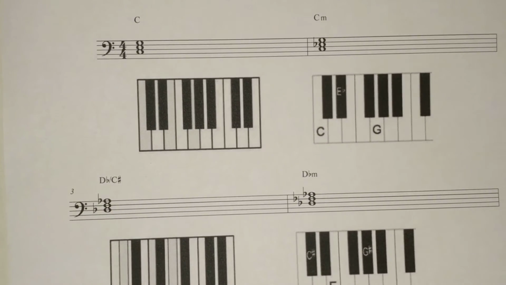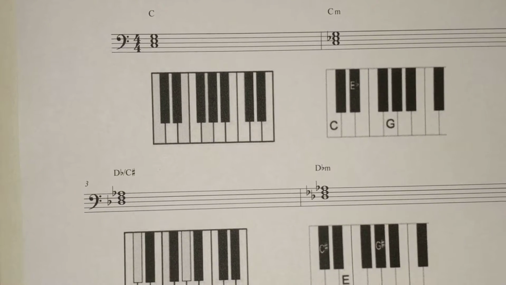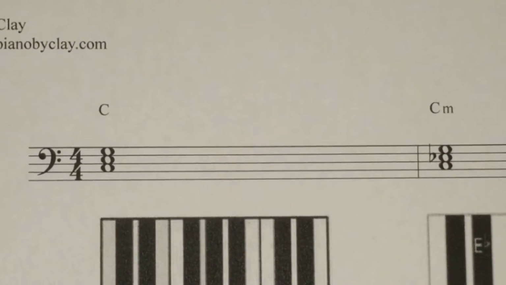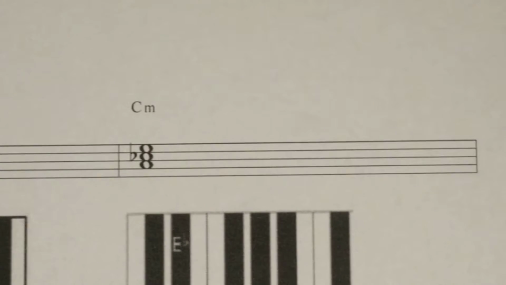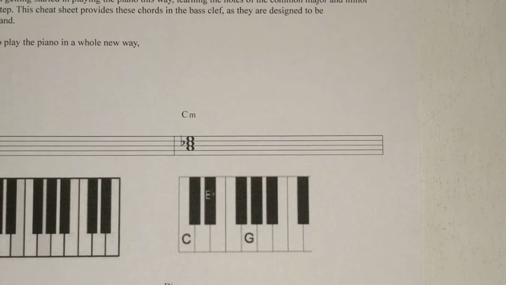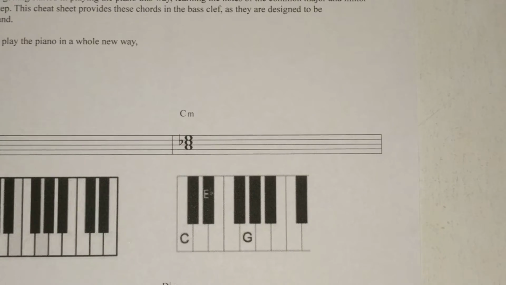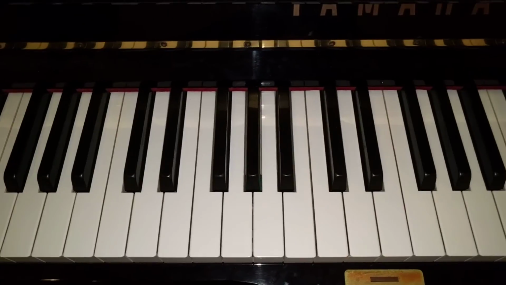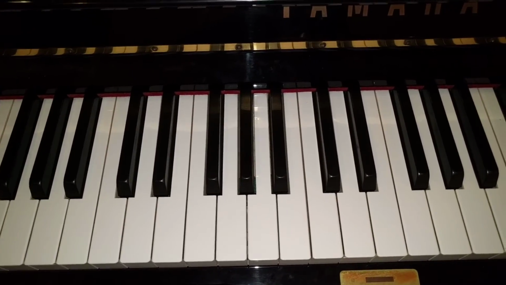So to play a minor chord, let's look at C minor. The C minor chord. In order to play a minor chord, all we do is we flat the third note. And what does that mean? Let me show you on the piano. So we have our C. If you're playing C minor, you just start with C.